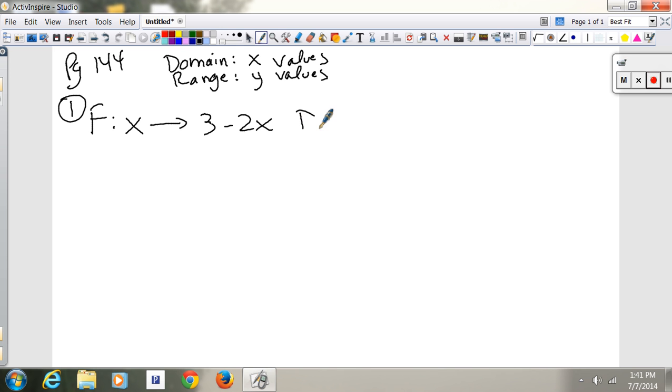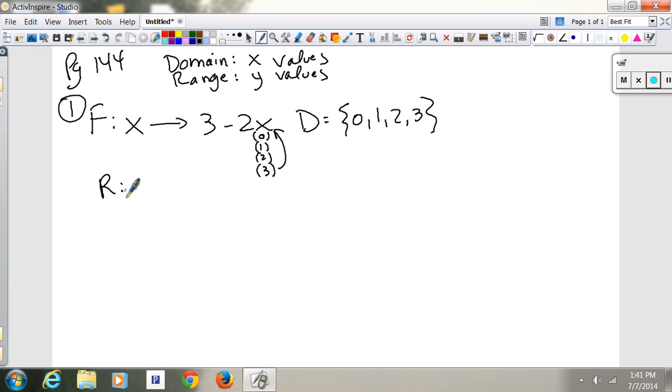They're giving us our domain. They're telling us these are the x numbers, 0, 1, 2, and 3. So they're telling us to take 0, 1, 2, and 3 and plug it into this x right there and see what 4 answers you get. That would be your range.